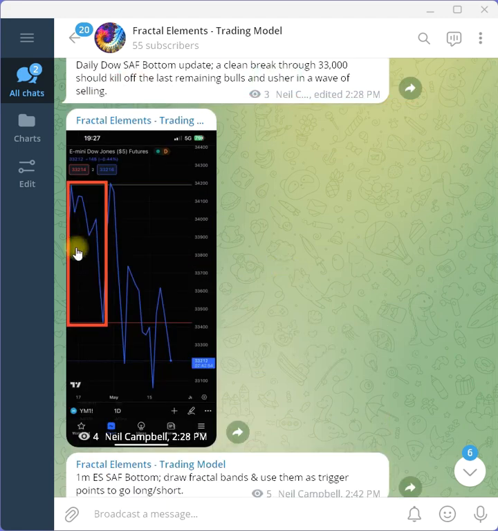Okay, now what we have here, we have a bottom fractal. It turned up. It hit resistance there. Now, when that happens, okay, that fractal is going to turn and go back down, which it did.